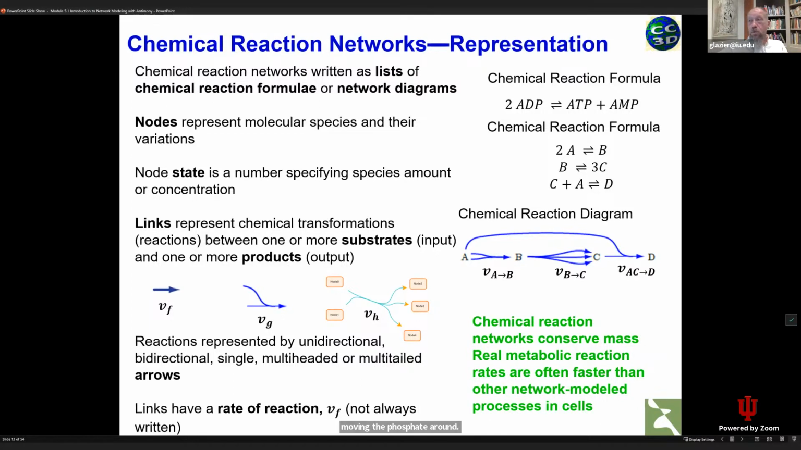Or I could have 2 A's go to B reversibly, B goes to 3C reversibly, C plus A goes to D reversibly. Sometimes you'll see multi-headed arrows to represent what's called the stoichiometry of the reaction. The key thing is that any link, any process, has a rate of reaction. And one problem is that people don't always write those rates on the arrows. They should. And they're going to find that in the literature, there's a lot of inconsistency in the notation for arrows.